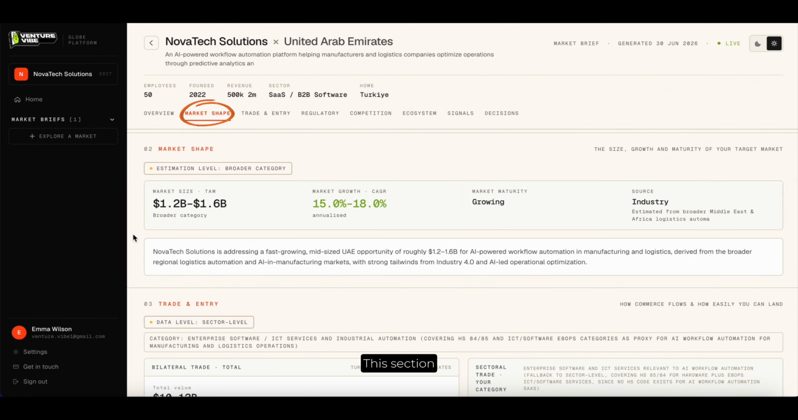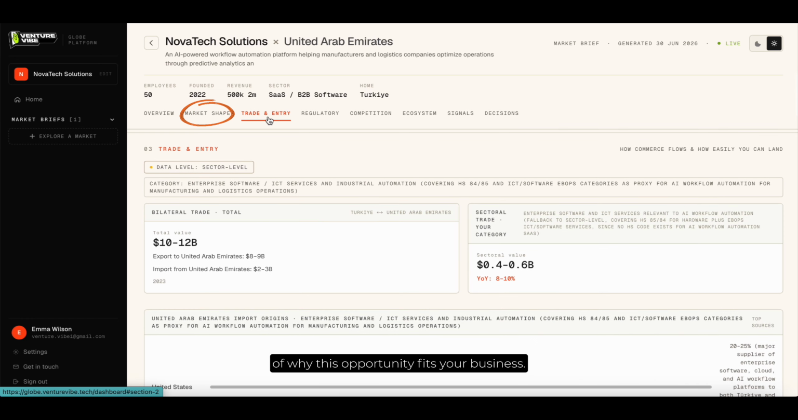Market shape. This section estimates the market opportunity for your product. You'll discover the estimated total addressable market, expected growth rate, market maturity, and an explanation of why this opportunity fits your business.